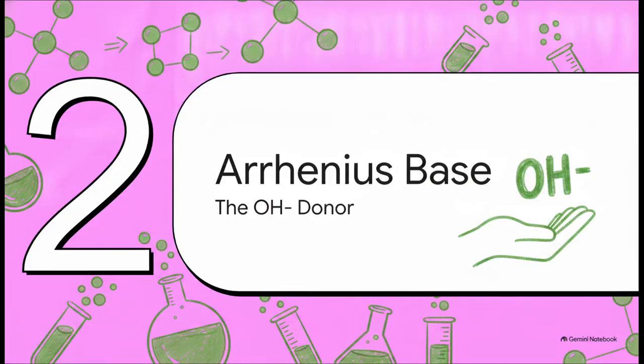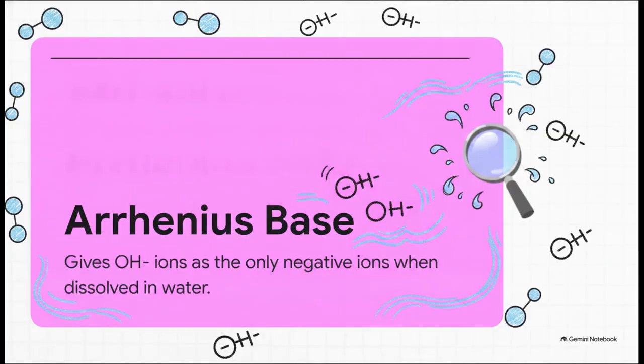Let's transition smoothly over to the other side of the coin, Arrhenius bases. For these substances, we'll use the color green just to contrast nicely with our red acids. Let's find out what exactly makes bases unique. Here is the definition you need to know for bases. An Arrhenius base is a substance which, when dissolved in water, gives OH minus ions as the only negative ions.